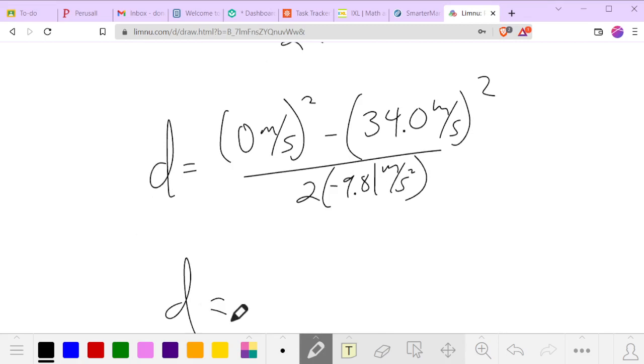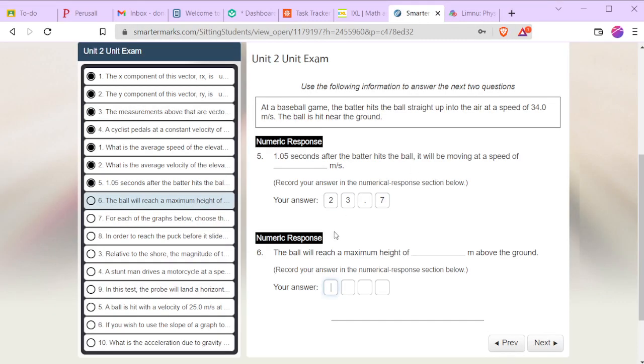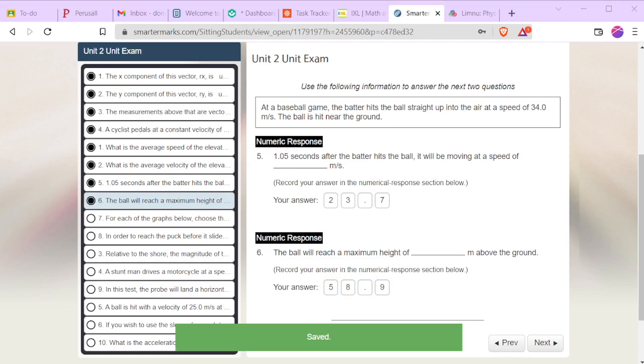So we have a negative 34 squared divided by a negative 19.62, which is 58.9194693 meters. Or to these significant digits, 58.9.